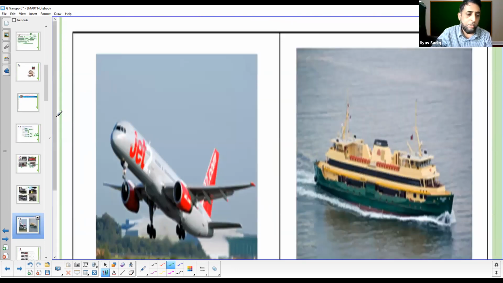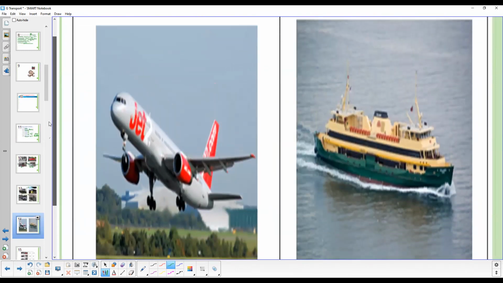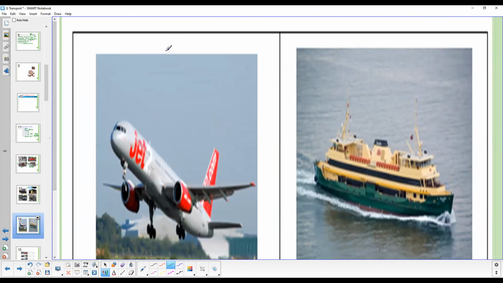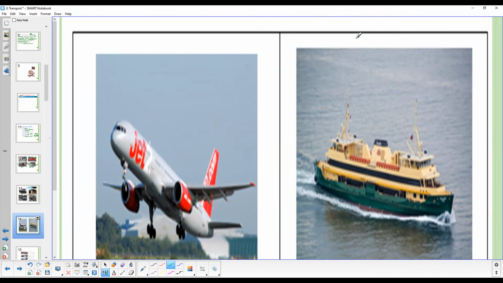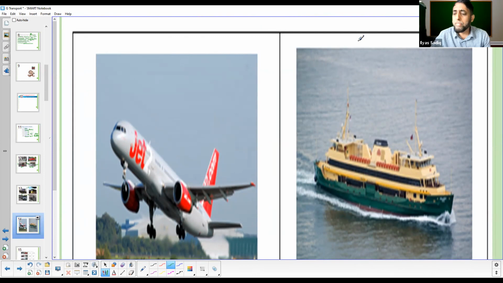All right, what is this here? Plane. This is a plane, aeroplane, or we call it plane. So what is this here? Boat. Ship. Should we call it a boat? Boat.